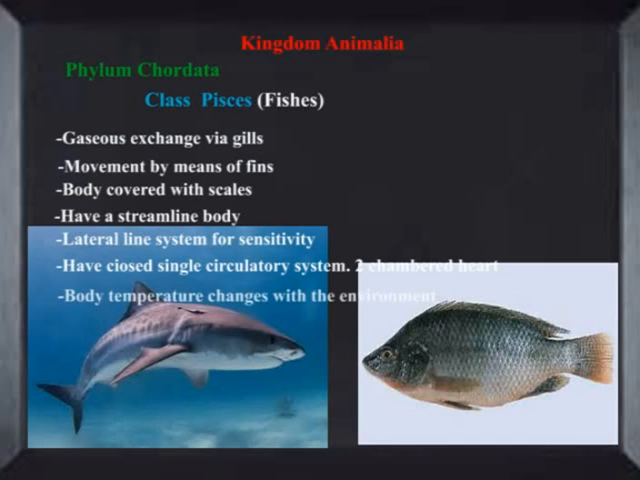The body temperature changes according to the temperature of the environment that they are in. They are called ectothermic or poikilothermic. The eyes of the pisces are covered by a nictitating membrane. The tilapia is a representative of the class Pisces.